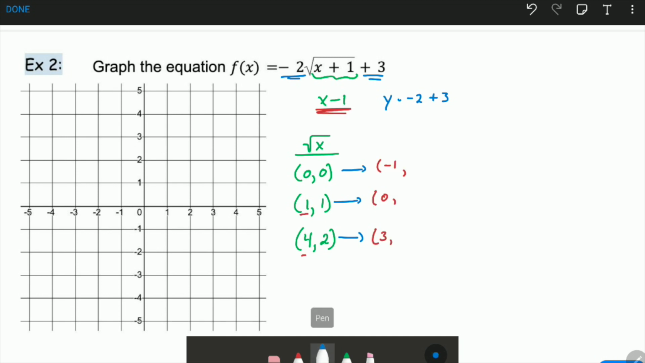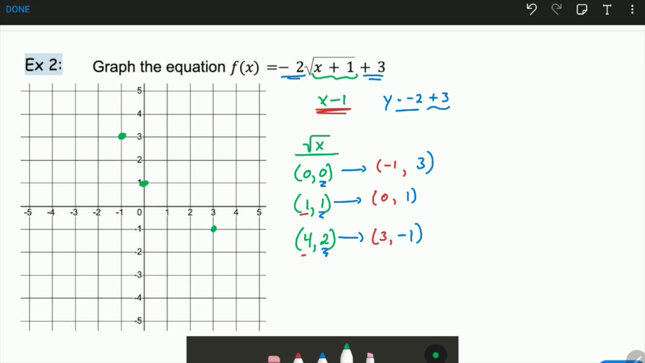Then I'm going to go back and change all the y values. We're going to multiply by negative 2 and then add 3. 0 times negative 2 is still 0, plus 3 is 3. 1 times negative 2 is negative 2, plus 3 is 1. And 2 times negative 2 is negative 4, plus 3 is negative 1. So there are my new points for this transformed function. Negative 1, 3, 0, 1, and 3, negative 1.